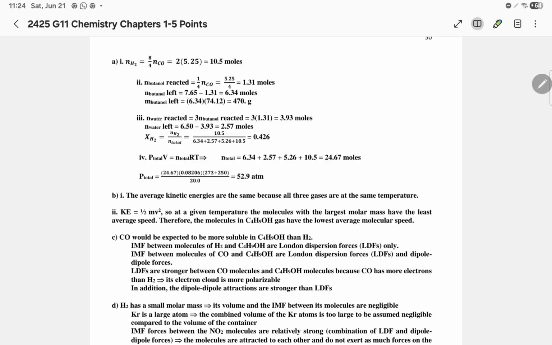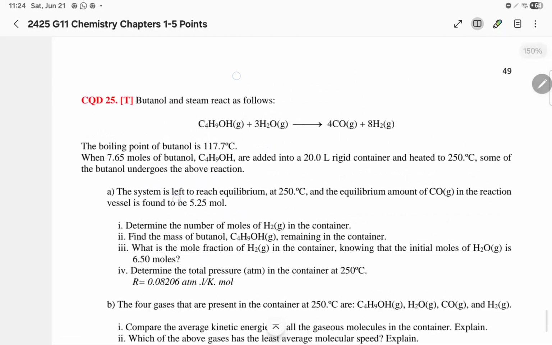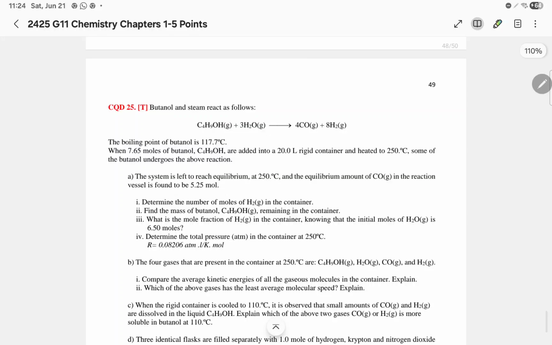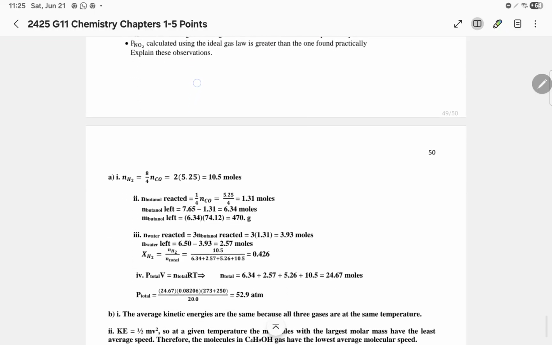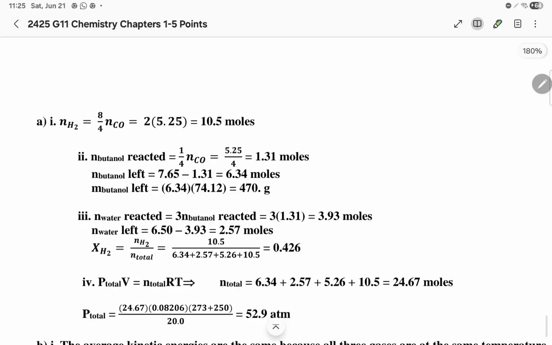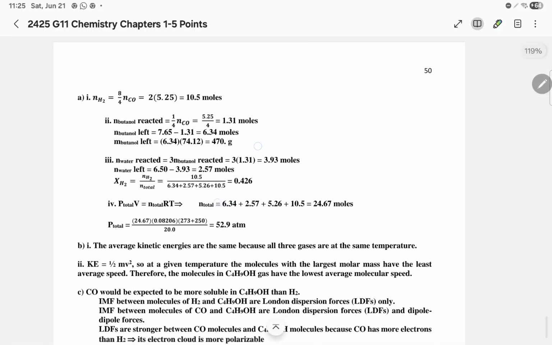Oh yeah, the moles of the water reacted equals 3 times the moles of this reacted, because we have the same number of moles just times 3, since it's the same exact reaction. So you do 1.31 times 3 to get the moles of H2O, which is 2.57, I think. Then you take the total moles of hydrogen, which we got in part A, and divide it by the sum of all the moles of all the compounds we have, which gives 0.426, and that's your answer.